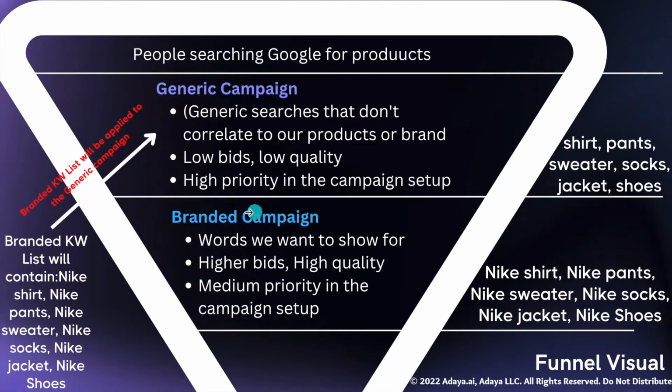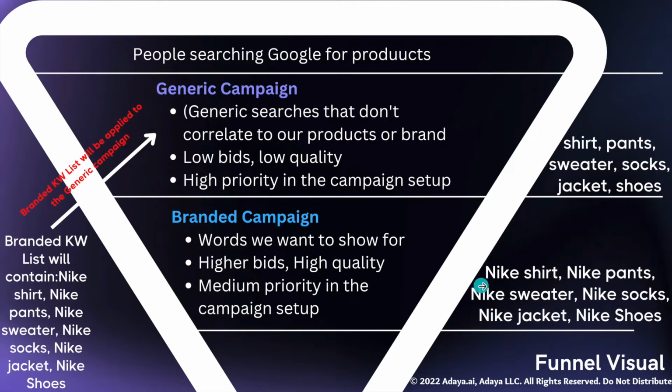We have the branded campaign, which is the second campaign. And people are searching for us in this type of campaign, right? These are ways that we want to show up for higher bids, higher quality, and in the campaign setup, this is a medium priority. So to break it down, we have all of these generic words up here that are kind of bland. People are trying to find us, but they can't. We want to hopefully get them to get to this point.